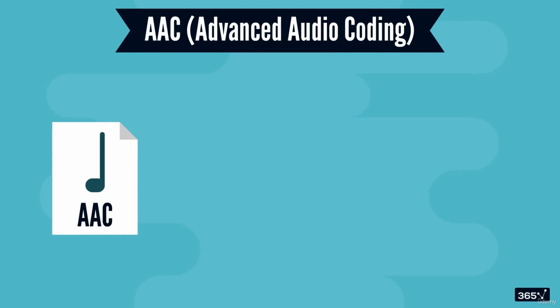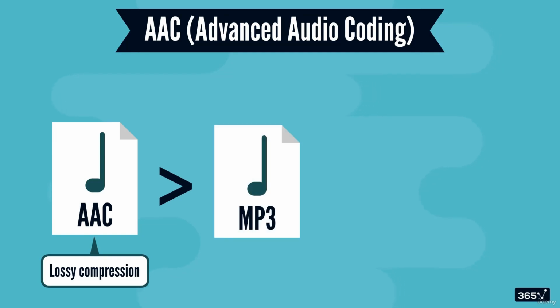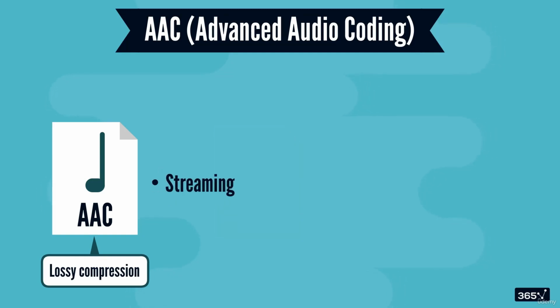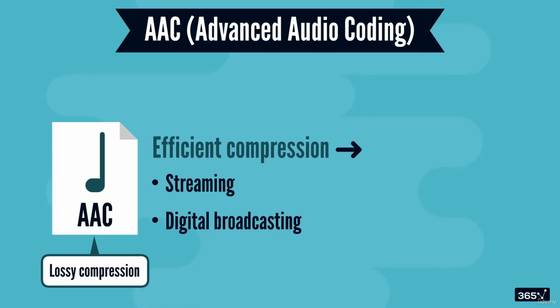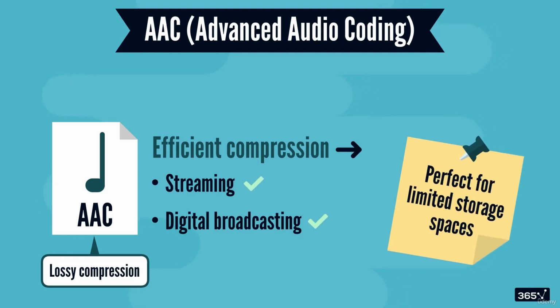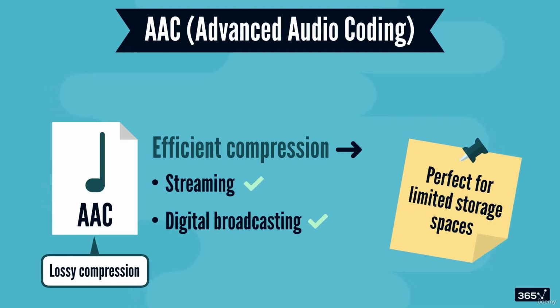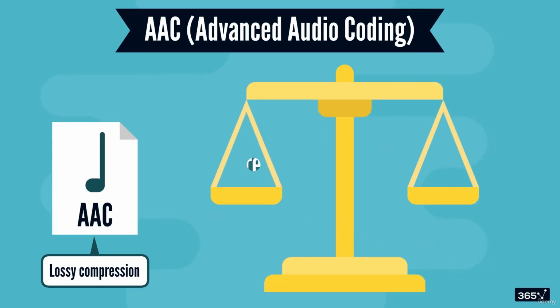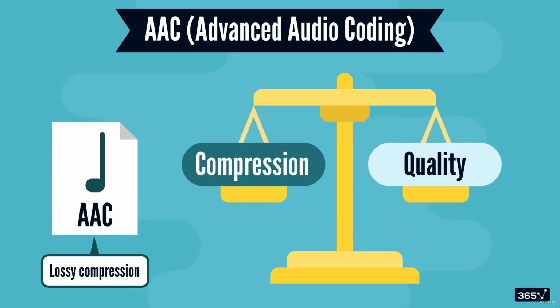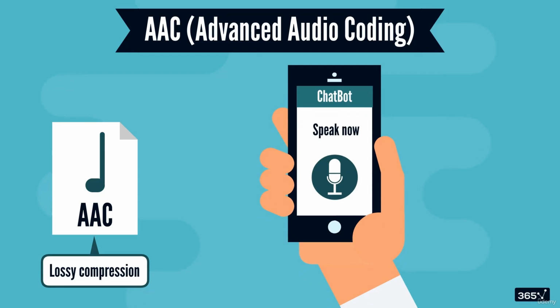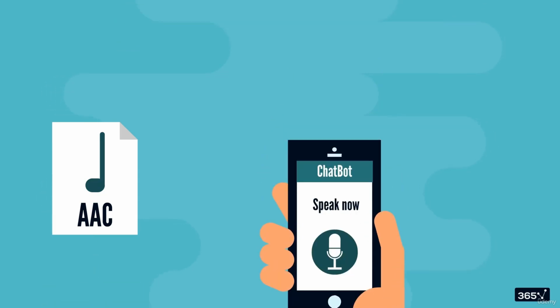AAC, or Advanced Audio Coding, is another format that uses lossy compression like MP3 but offers better sound quality at similar bit rates. AAC is widely used in streaming and digital broadcasting. Its efficient compression makes the format a good option for speech recognition applications, especially in environments with limited storage space such as mobile or online platforms. It's essential, however, to consider the trade-off between compression and quality, particularly in more demanding applications.